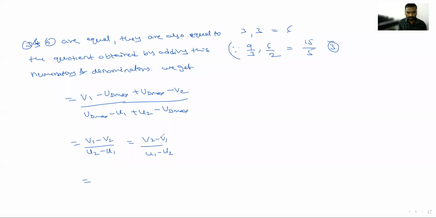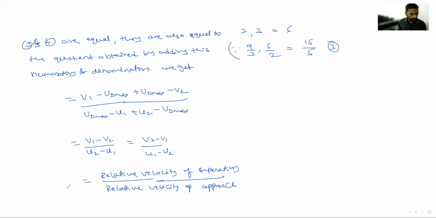So what is this one? V2 minus V1 is the change in final velocity. So U1 minus U2 is what? Change in initial velocity. So I can write it is the relative velocity of separation to the relative velocity of approach. So this is called the coefficient of friction. Sorry, coefficient of restitution. This is called the coefficient of restitution.